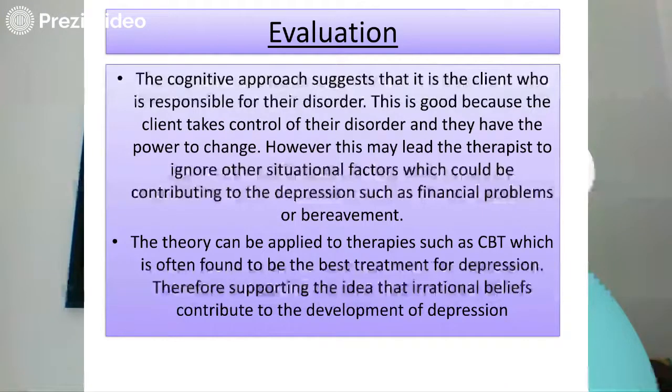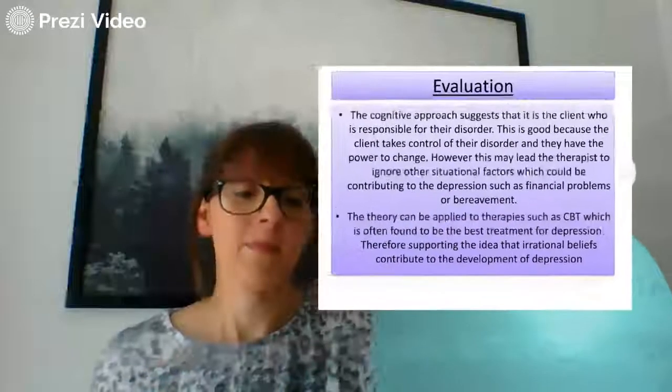The theory is good because we can apply it to therapies such as cognitive behavioural therapy or CBT, and in the next lesson, in part 2, we're going to look at these treatments. So any evidence that says that the treatments are effective, you can use to support the idea that there is a cognitive explanation for depression. Just like we did with phobias, you can bring that research in to evaluate the explanation. Okay? Good. So, further evaluation.